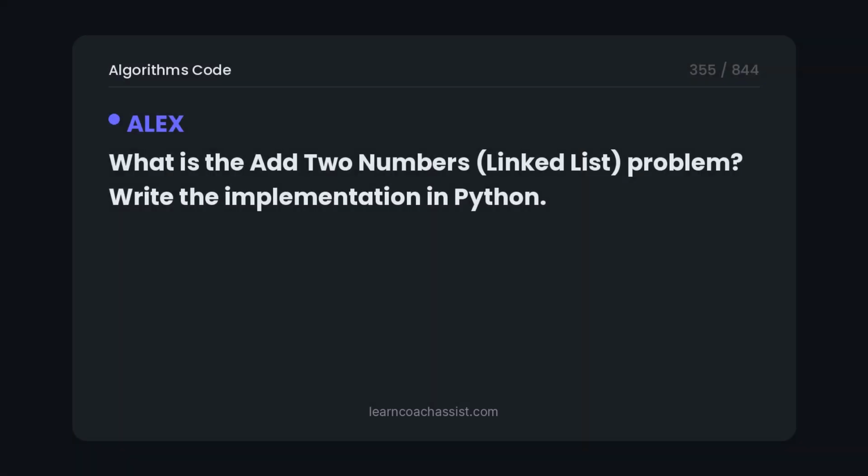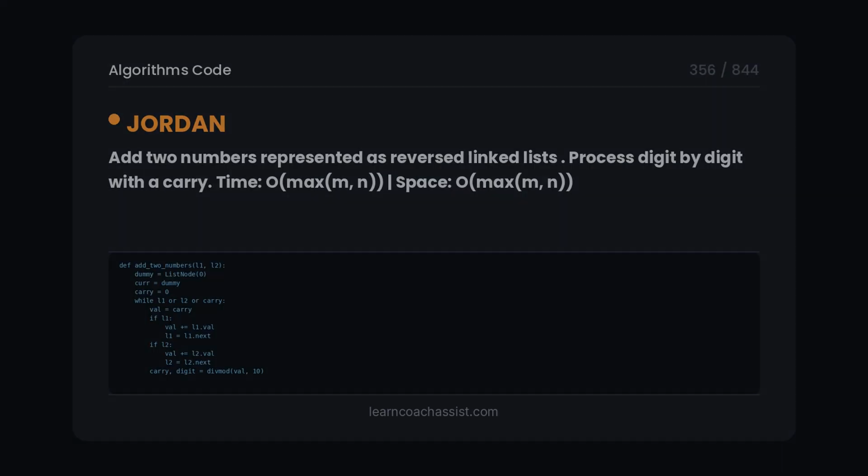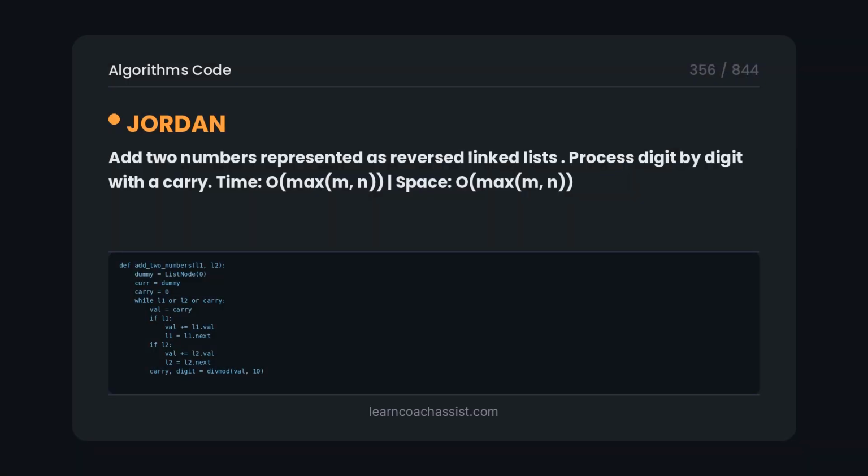What is the add 2 numbers, linked list, problem? Write the implementation in Python. Add 2 numbers represented as reversed linked lists. Process digit by digit with a carry. Time O(max(M, N)), space O(max(M, N)).